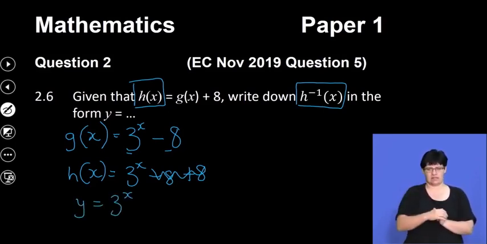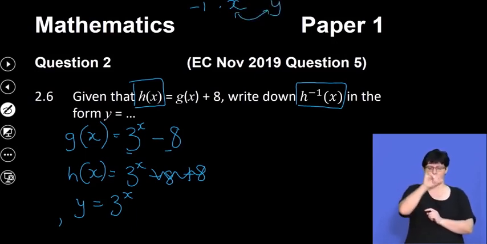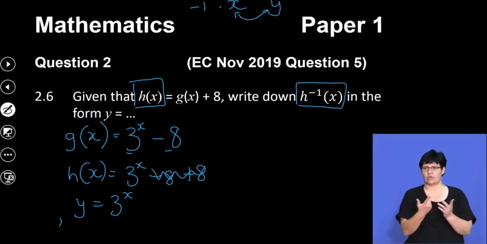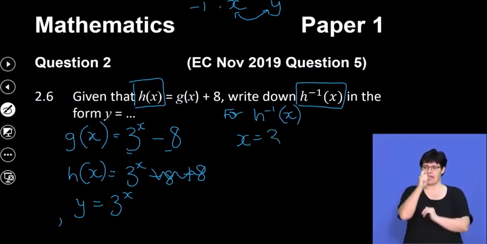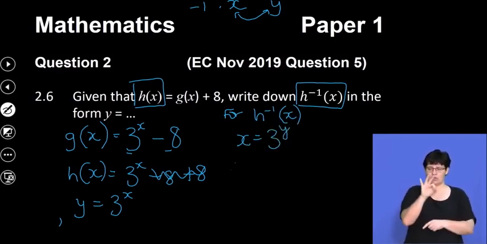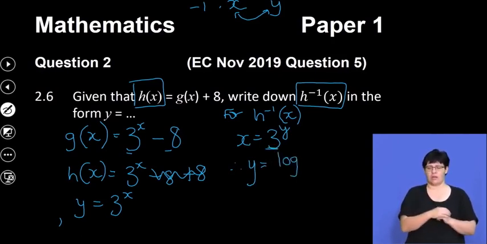Okay, and when you find the inverse, if you remember, for inverses, we always swap the x and the y around. Okay, so we literally just take the x, move it into the place of the y, and take the y and put it in the place of the x. So for the inverse, we're going to have x is equal to 3 to the power of y. And here, this is where our knowledge of logs is going to come in. So we need to make y the subject of the formula. So y is going to be log base 3 of x.